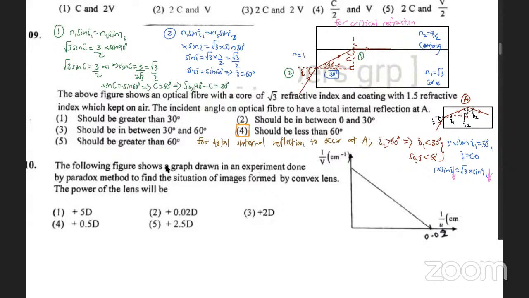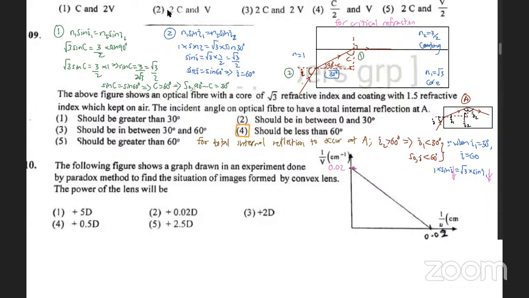The last one. The following figure shows a graph drawn in an experiment done by, I think, the parallax method, to find the situation of images formed by convex lenses. The power of the lens will be. Now two of you messaged me and asked, sir, what is the value here? Did anyone figure it out? What is going to be this value, which is not given in the question? That is also 0.02.